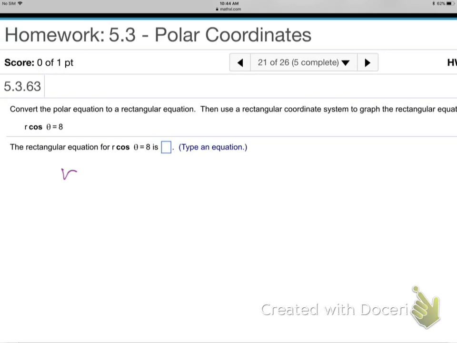Okay, now they're giving me r cos theta is 8. They want me to go back to xy. They want the rectangular. I'm going to do this one quick. What is r cos theta? That's x. All that's just x. So x is 8, done. That one's a snap. Good?